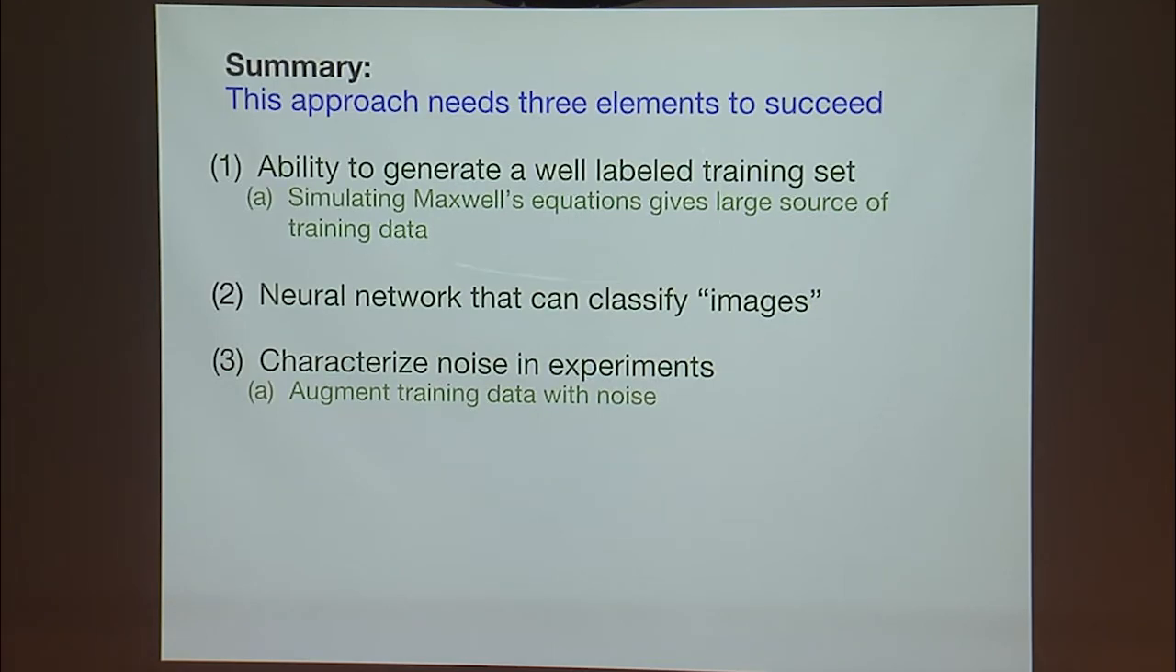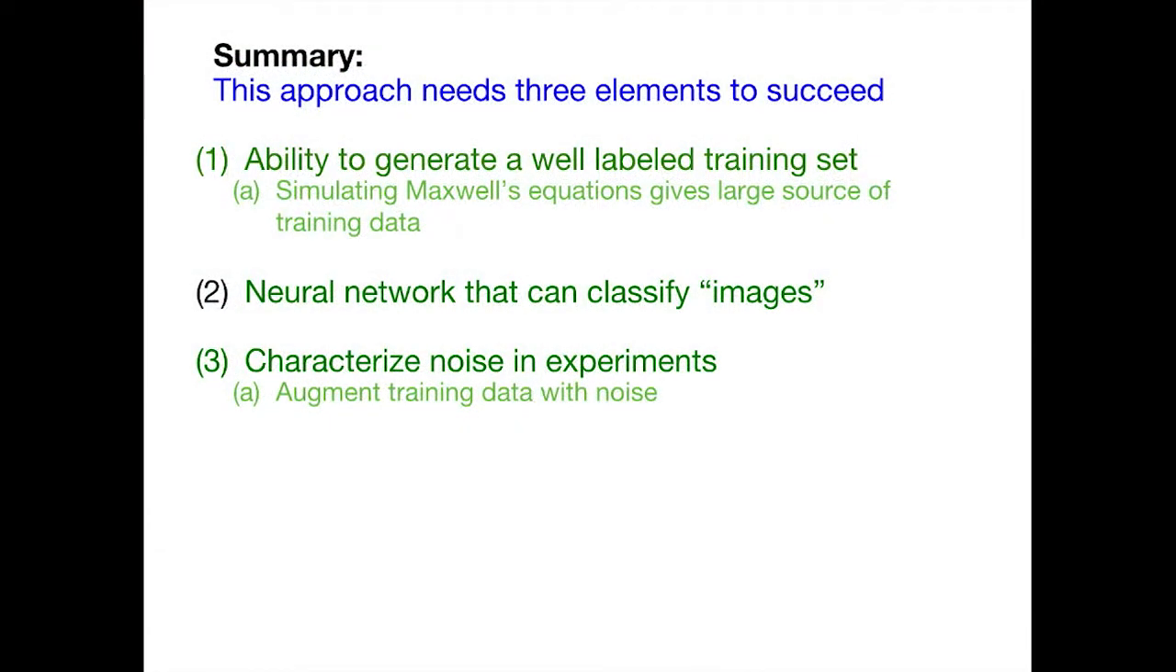So in order for this approach to work in general, clearly this is not the most exciting thing to image, but the question is whether one could really invent an imaging method going this way. You need the ability to generate a training set, so you have to be able to solve Maxwell's equations on the thing you're looking at. You need a neural network to classify, and then you need some noise classification in the experiments.